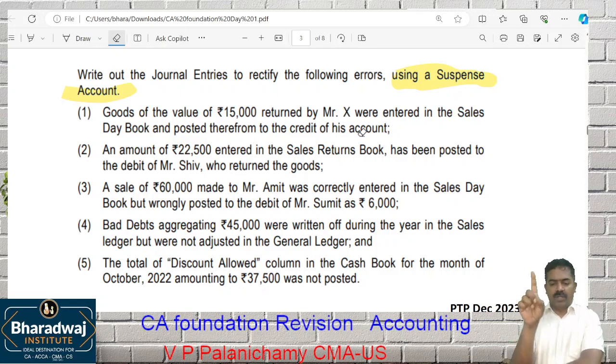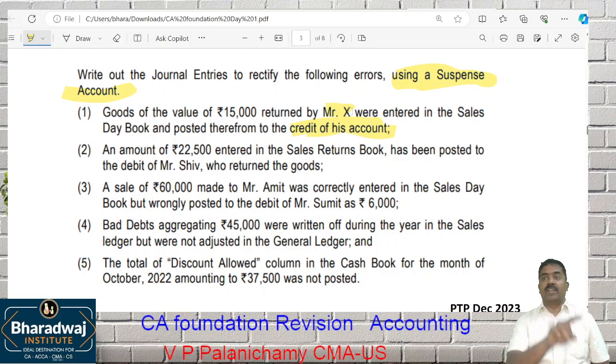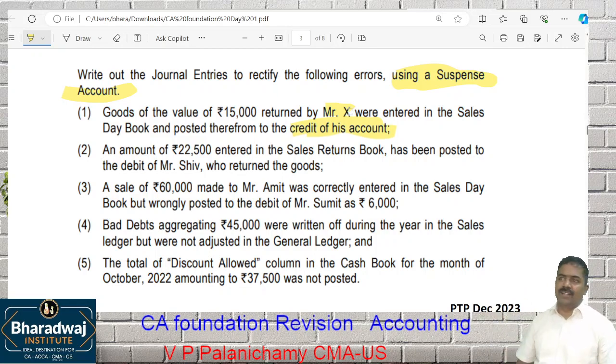For point number 1, what is the correct treatment? Sales returns to X account. Anyhow, it is credited to X account. Is there a mistake in X account? There is no mistake in X account. Don't credit X or debit X. X account should be credited. X has been credited, so no problem.